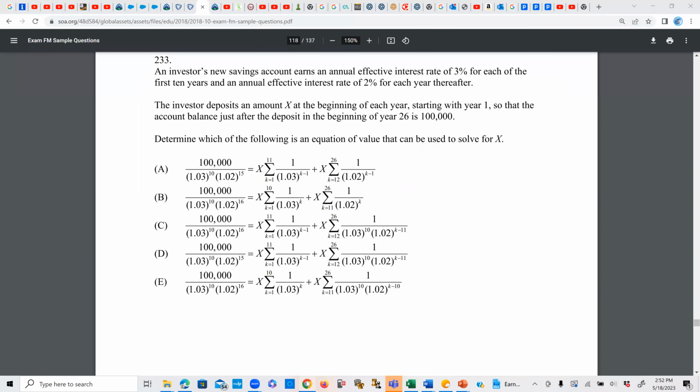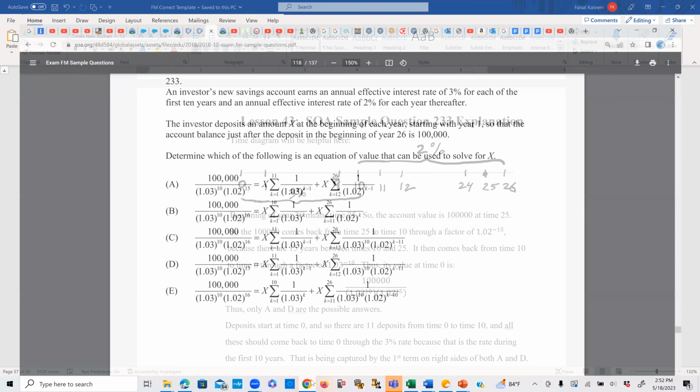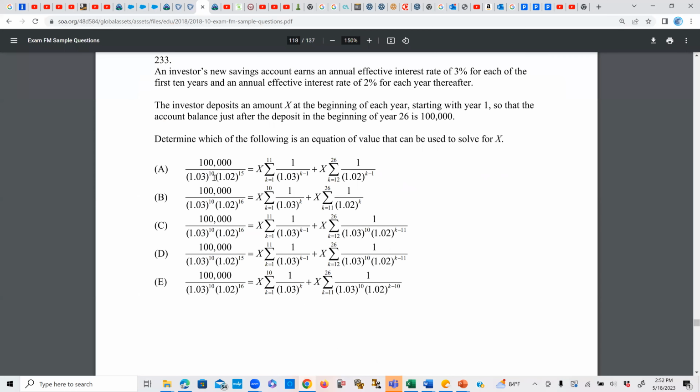And now if we look at it, we want 100,000 divided by 1.03 to the power 10 and 1.02 to the power 15. If we look at the choices, choice A has that, choice B doesn't, choice C doesn't, because here it is 16 and 16. We want a 15 for the 1.02. Choice D does, and again, choice E doesn't. So A and D are the only possible choices.